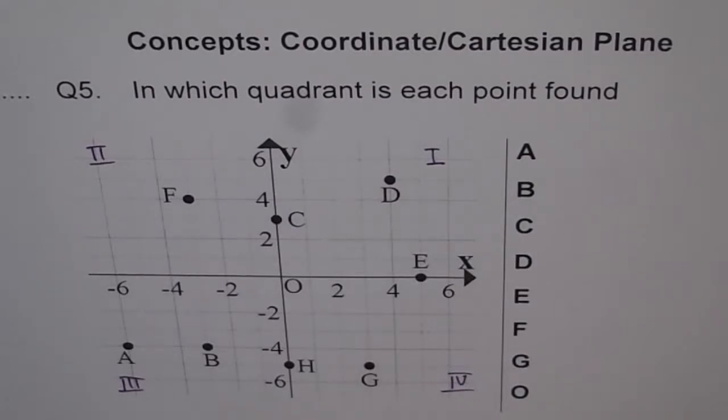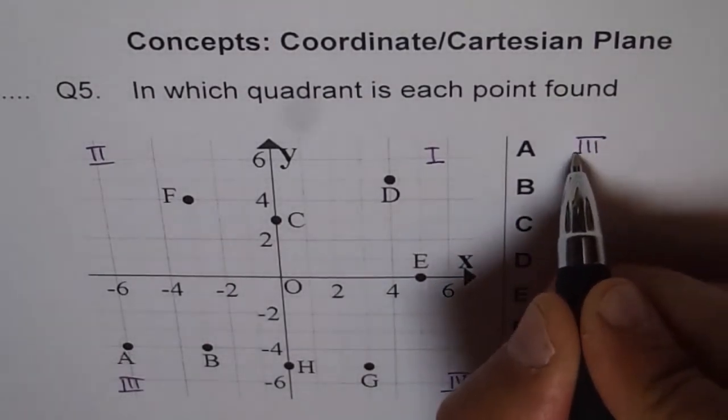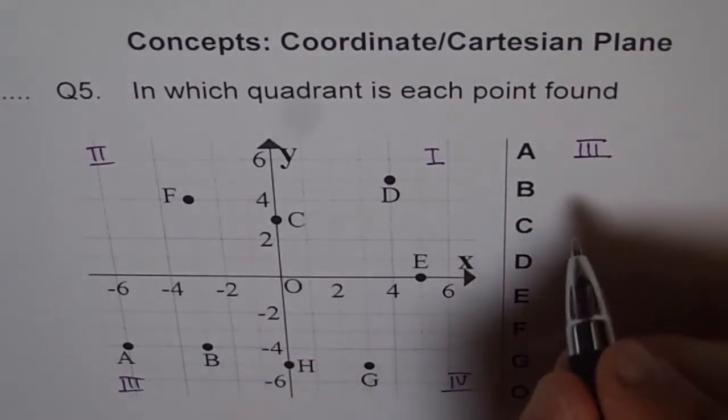So these are our quadrants, right? Points are labeled with capital letters like A, B, C, D given here, correct? Now you have to write in which quadrant these points are. So A, for example, is in quadrant 3, right? So you can write 3 here, correct? B is in quadrant 3, correct?